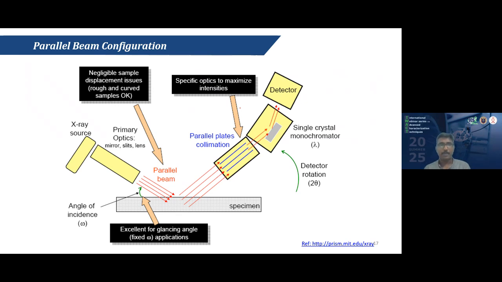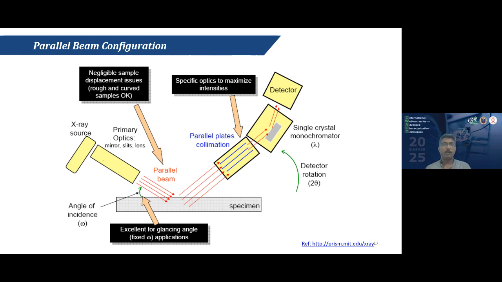This is the instrumentation we require to do the glancing incidence XRD. We need parallel beam optics to maintain low divergence. We need specialized monochromators to reduce the spectral noise, and sometimes we need two-dimensional detectors. I'm not going to discuss this instrumentation part now.